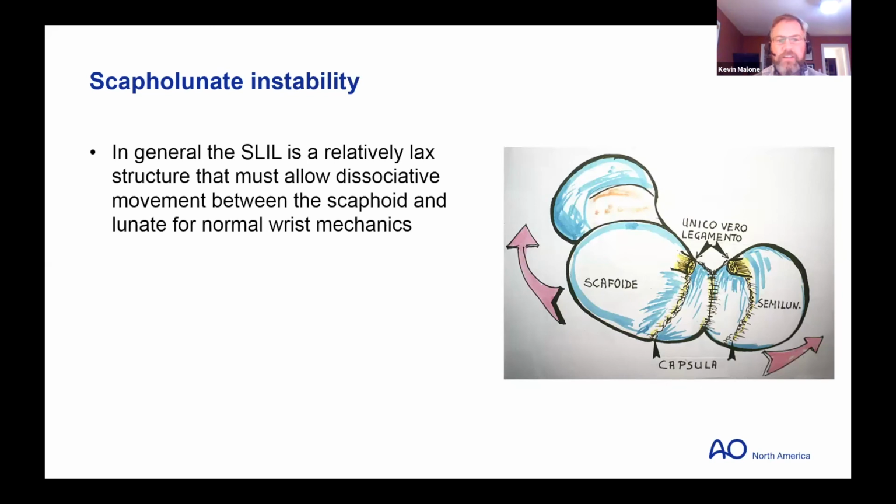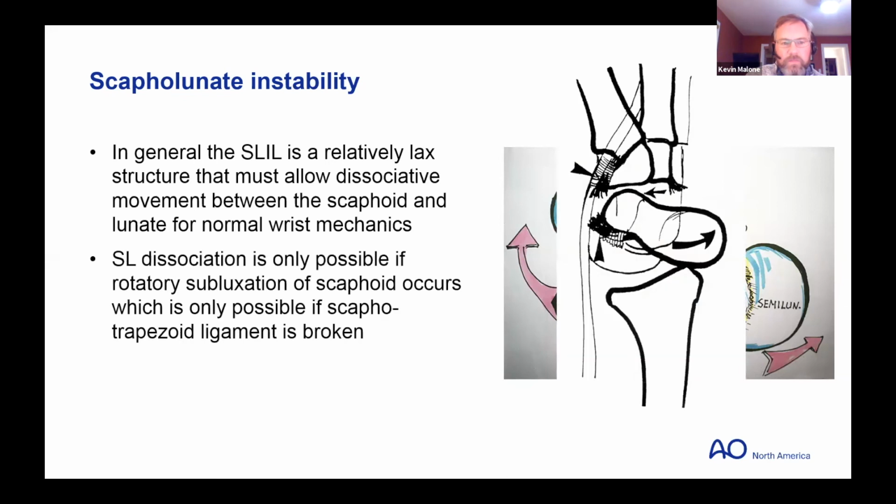In general, the scapholunate ligament is a relatively lax structure, and it must allow some degree of independent rotation between the scaphoid and the lunate during normal wrist mechanics. And scapholunate true dissociation is only possible if the rotatory subluxation occurs, and that occurs only when the ligament that Dr. Fisher mentioned, the volar scaphotrapezoid ligament, fails.